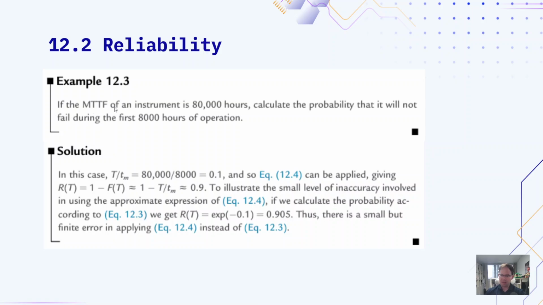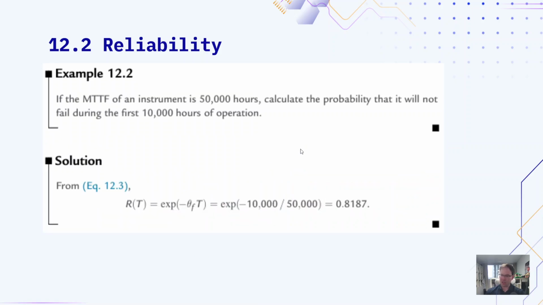If the MTTF of an instrument is 80,000 hours, calculate the probability it will not fail during the first 8,000. So in this case, 8,000 divided by 80,000 is 0.1. So we can apply a different equation, giving this 1 minus t equals 0.9. It's 90% accurate, or 90% non-failure rate. There's a very small level of inaccuracy involved with that expression, however. If you calculate the probability according to the exponent right there, then it actually comes out to 0.905.